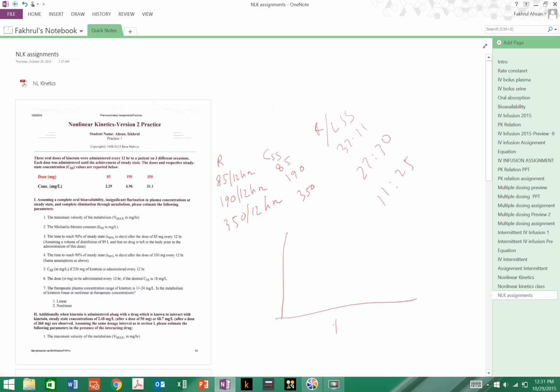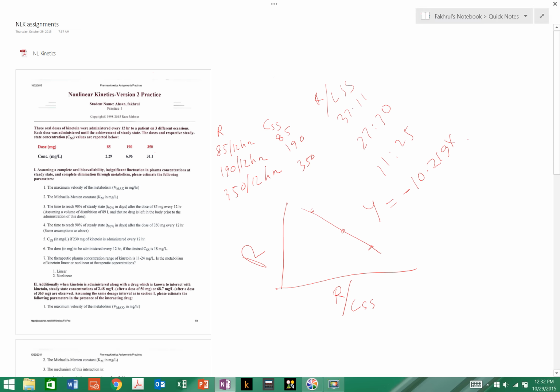Now let's go back to the assignment, and you plot like this. Here it is your R by CSS and then R. And then you should get a straight line like this, and you will have a trend line of y equal to negative 10.219x plus 466.1.